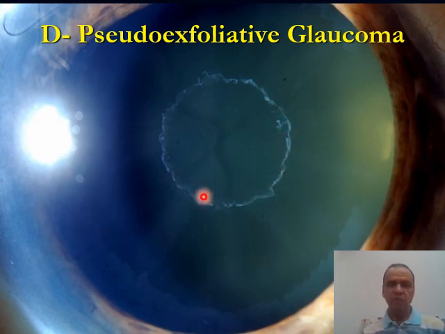The treatment for pseudoexfoliative glaucoma is not lens extraction, like other types of lens-induced glaucoma, but medical or surgical treatment in a similar way to patients with primary open-angle glaucoma.